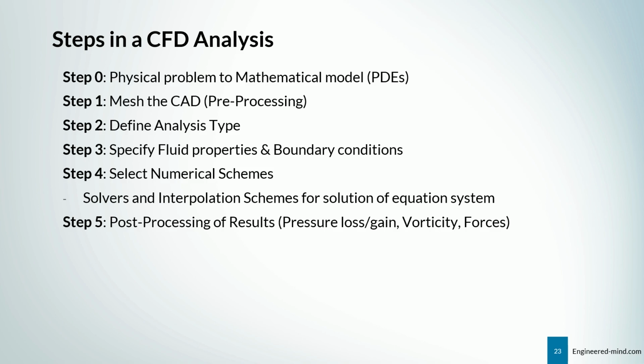So the steps in the CFD analysis look as follows. First of all, we have the physical problem, and we have to transform it into a mathematical model, also known as partial differential equations, as I've already mentioned. Then we perform the meshing operation, which is also known as the pre-processing phase. Then we define the analysis type we want to perform, whether it's compressible, incompressible, multi-phase, or anything else. Then we specify the fluid properties as well as the boundary conditions to have a well-posed problem. Then we select our numerical schemes.